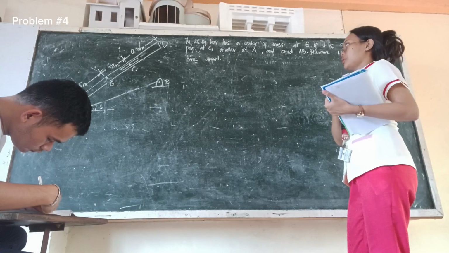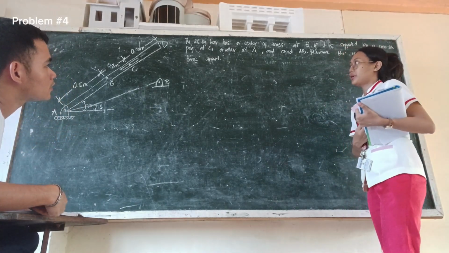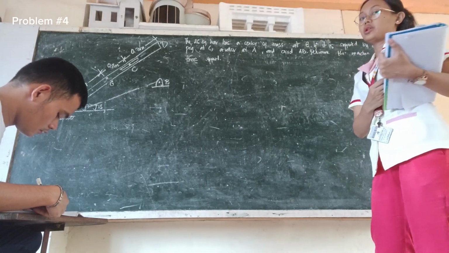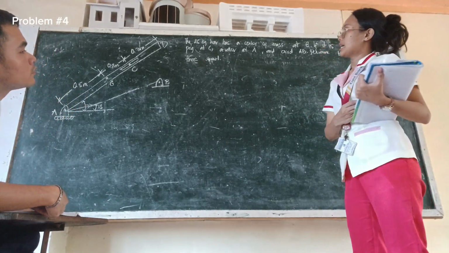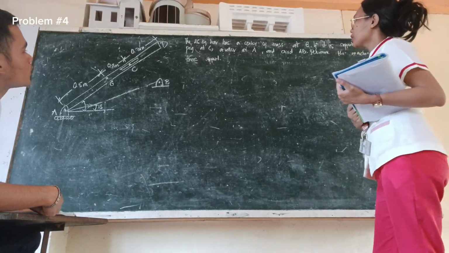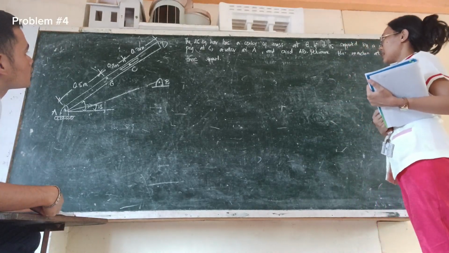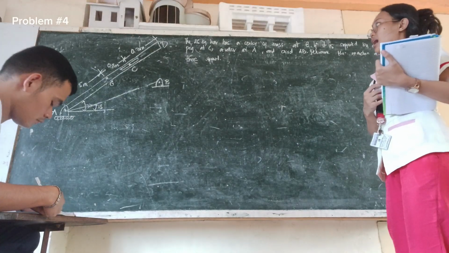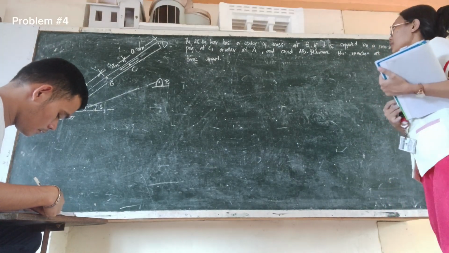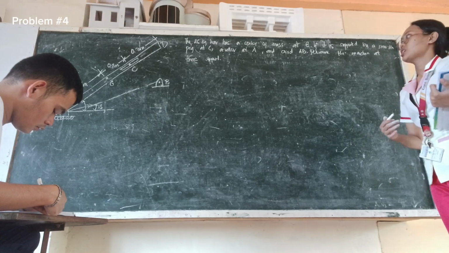So, good day everyone. So here is another example of an equilibrium of rigid bodies problem. So here is the problem. The 25 kilogram bar has its center of mass at G. If it is supported by a smooth peg at C, a roller at A, and a cord at AB, determine the reaction at this cord.